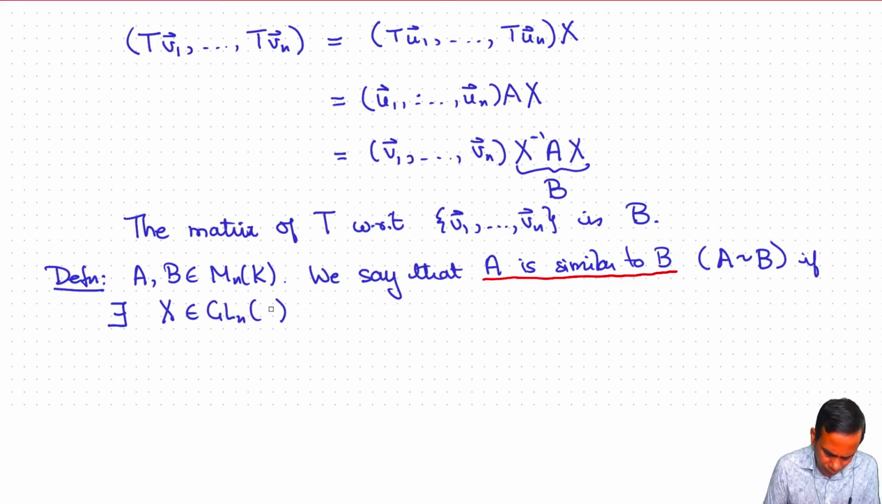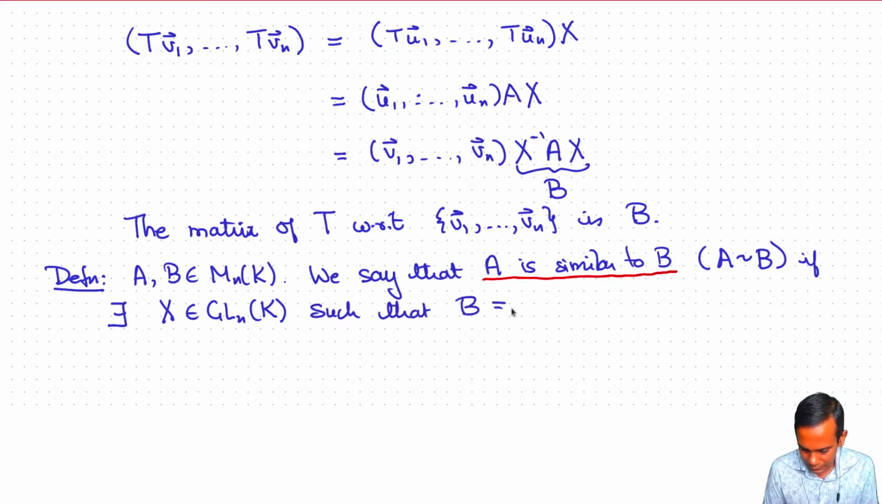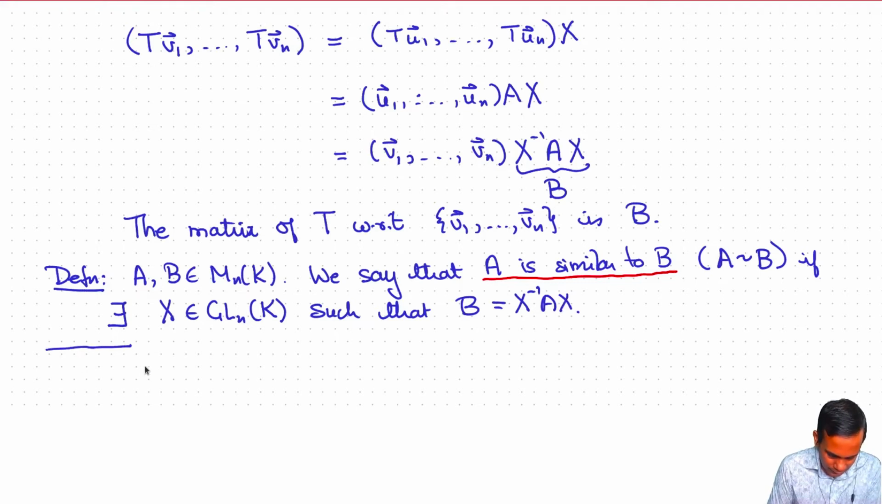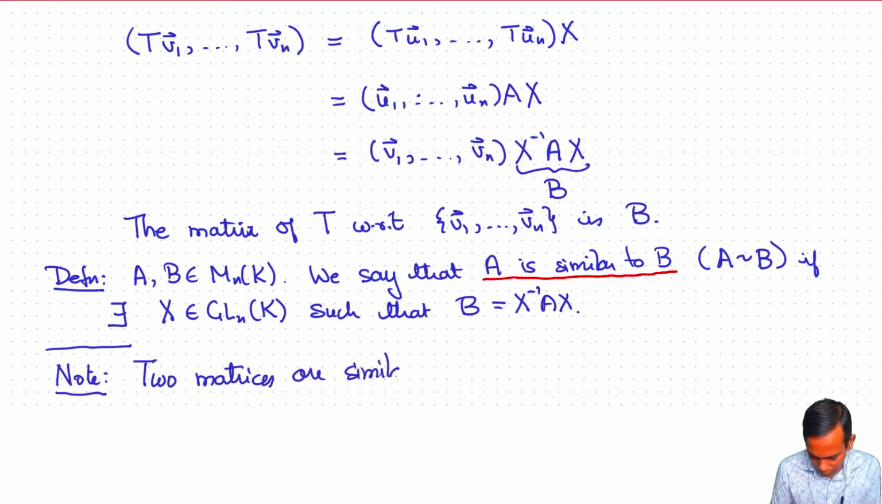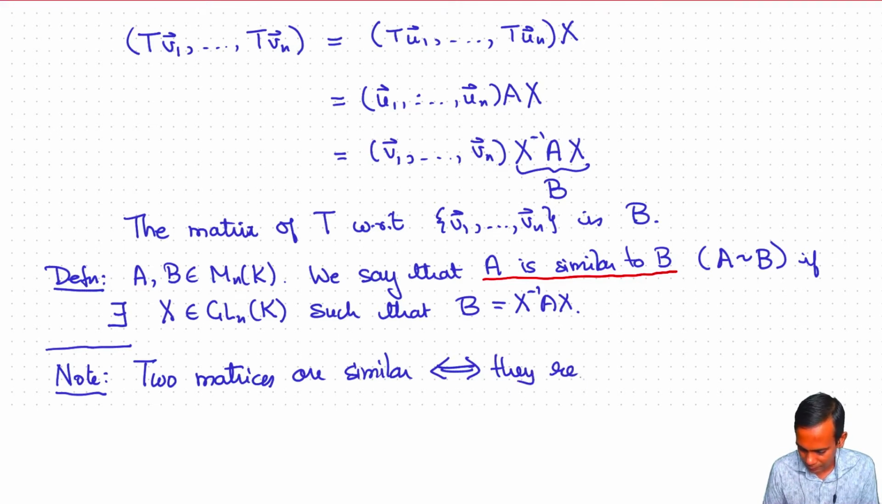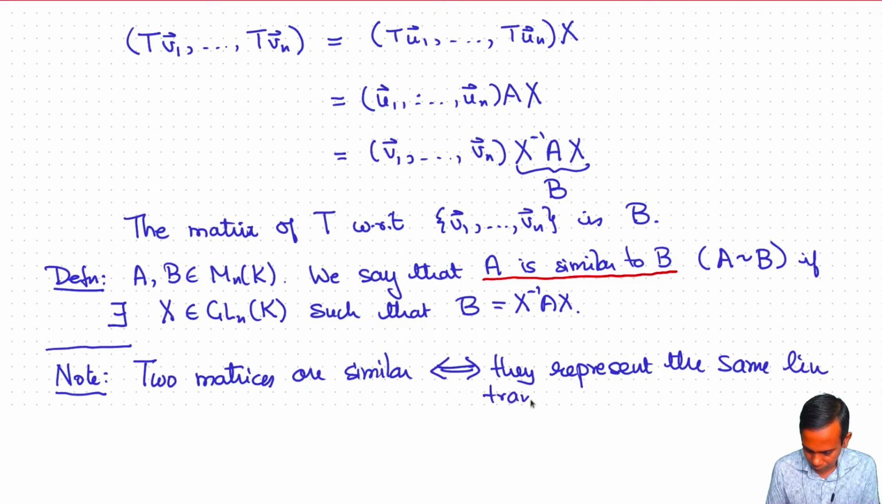So this matrix X that we had going from the basis u to the basis v has to be invertible, because we can go back from the basis v to the basis u by its inverse. So this matrix X is in GLn(K) such that B is equal to X inverse A X. And the point is that two matrices are similar if and only if they represent the same linear transformation with respect to possibly different bases.